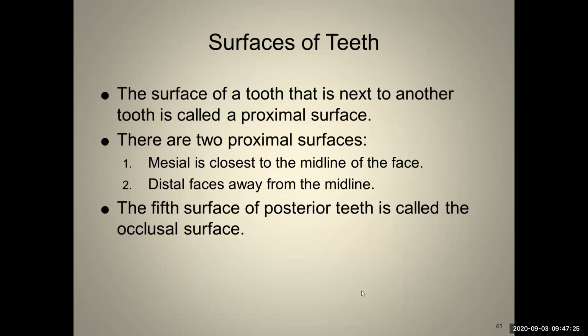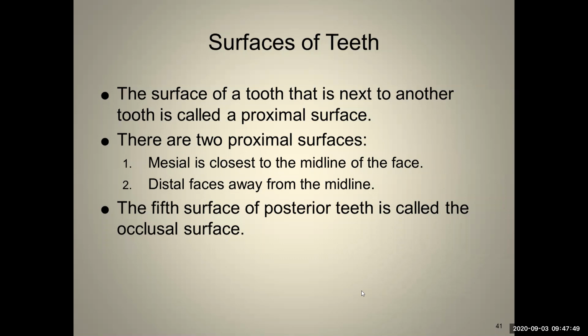The surface of a tooth that is next to another tooth is called the proximal surface. There are two proximal surfaces. The mesial is closest to the midline and the distal faces away from the midline.